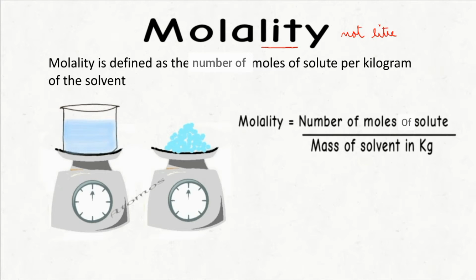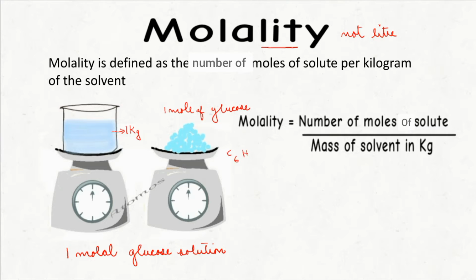To understand molality better, we are preparing 1 molal glucose solution. How to prepare it? For that we are weighing exactly 1 kg of water. And now we will have to take 1 mole of glucose. What will be the molecular formula of glucose? That will be C6H12O6. Calculate the molar mass of glucose. It will be 180 gram per mole.